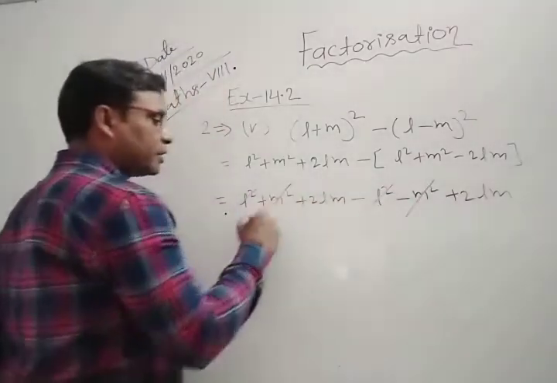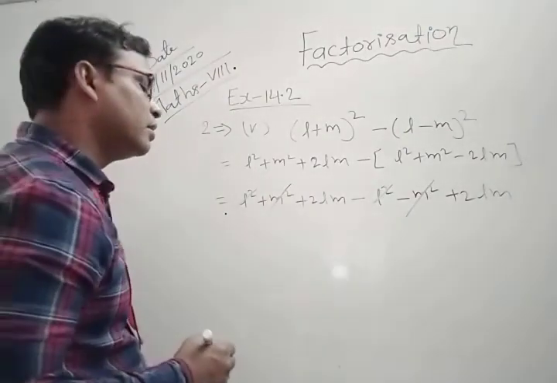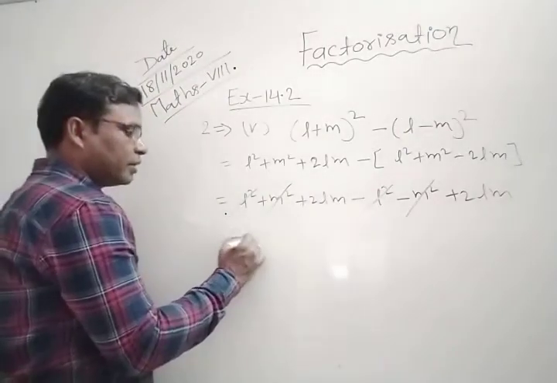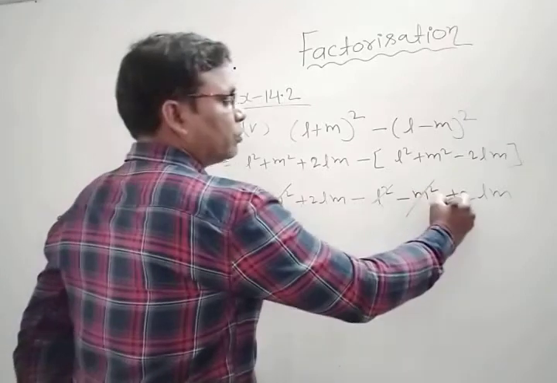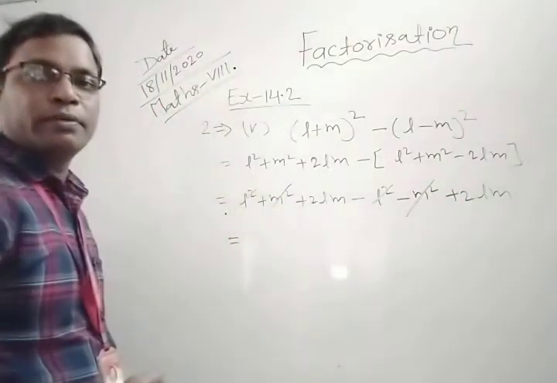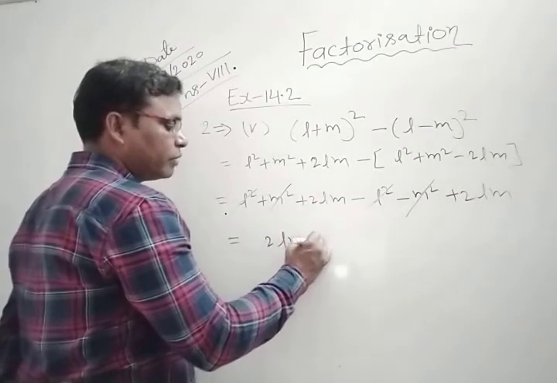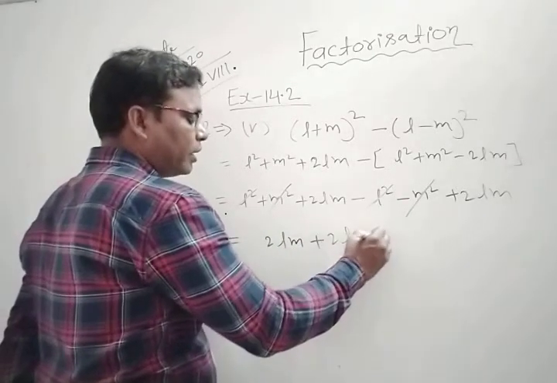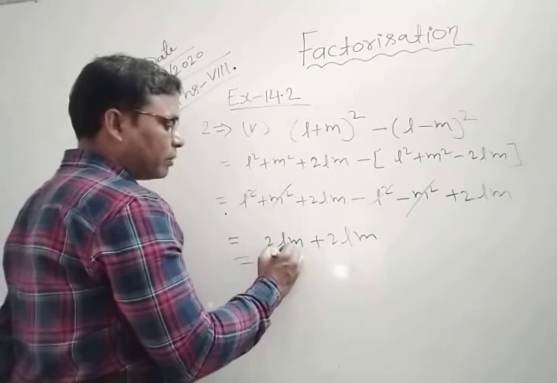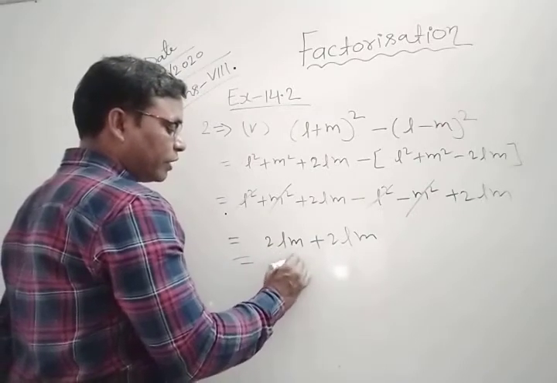Now this is plus M square, this is minus M square. This is always cancelled. Okay, so what do we have? Plus 2LM plus 2LM, it becomes 4LM. If we add them, then we obtain 4LM.